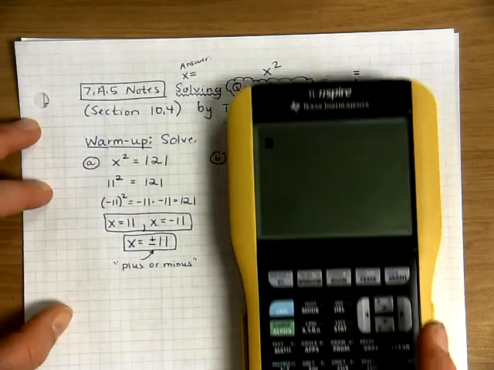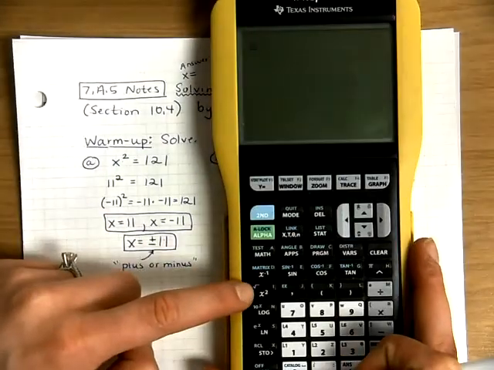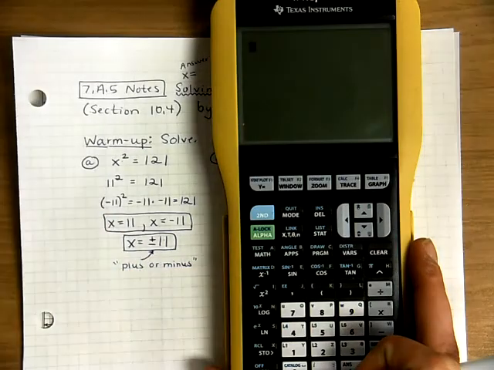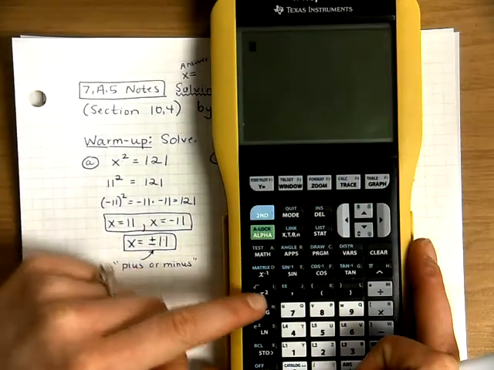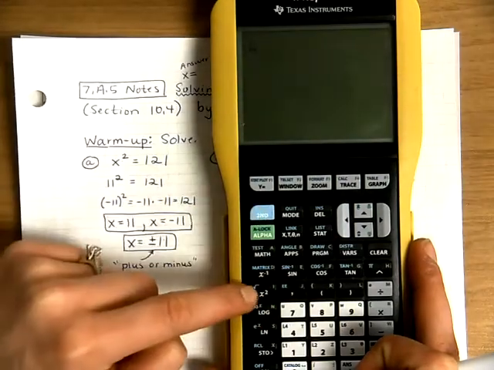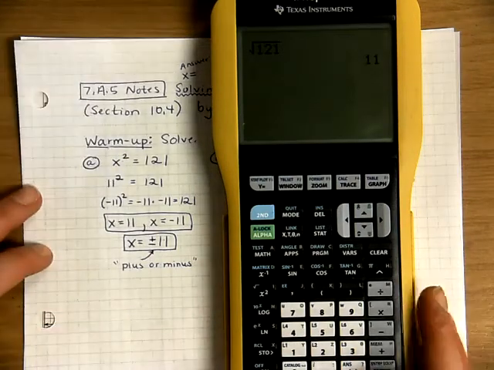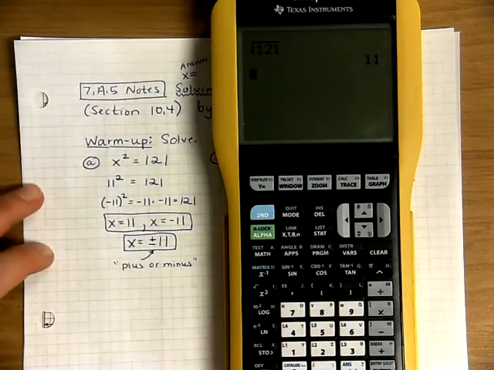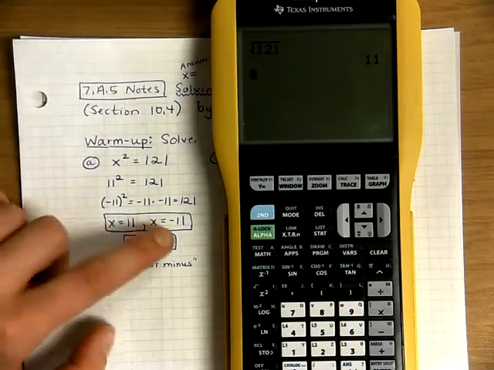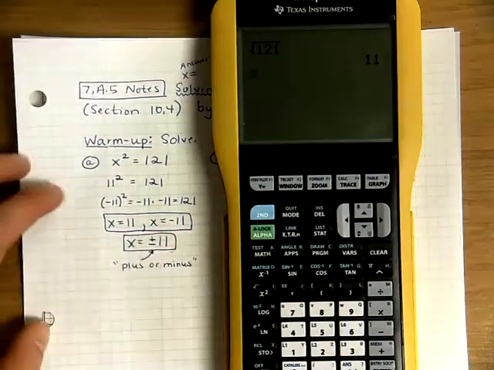So I'm going to go to my calculator, and you see that blue square root right by the x squared. If I press second and then that, I can put in 121, and it'll give me 11. It always gives you the positive root, so be aware that even though you take the square root and get 11, there are really two possibilities.